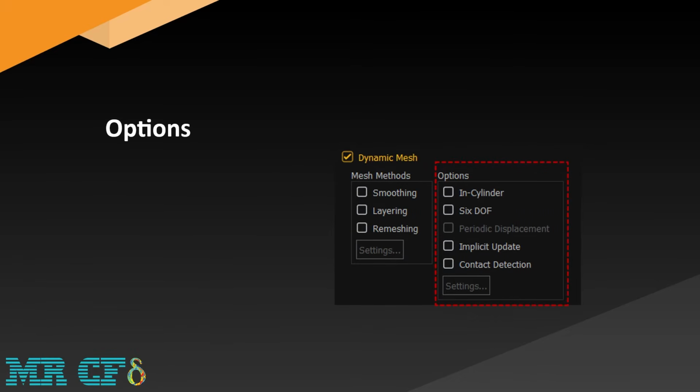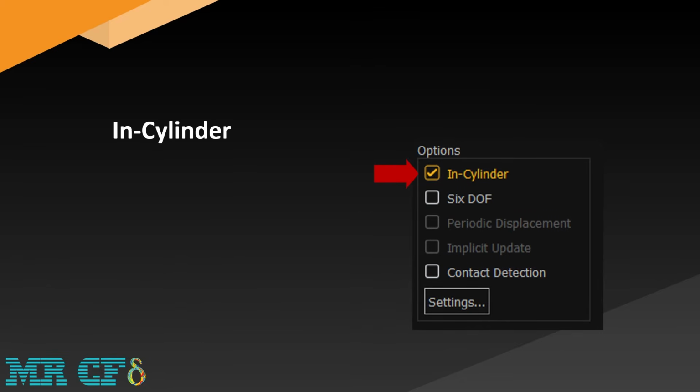Alright. After we have provided comprehensive explanations with the details about the different mesh update methods in the dynamic mesh model, we return to the dynamic mesh model settings window. In the upper right box of the dynamic mesh settings, there are options that can specify a specific dynamic mesh models. These capabilities include in-cylinder movement, movement with 6 degrees of freedom or 6 DOF, implicit update, periodic displacement, and contact detection. So first of all, let's begin with the in-cylinder dynamic mesh model.